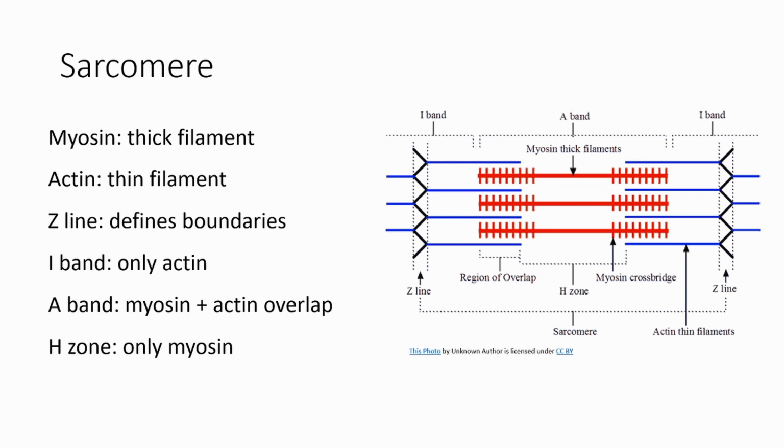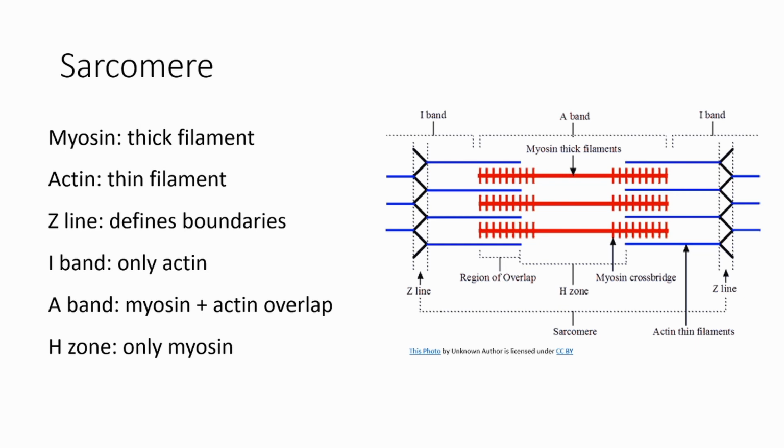But what's contained inside of our sarcomere? We have two main filaments that are going to allow us to contract. We have myosin, which is this thicker filament we see here in red, and actin, which is this thin line we see here in blue. Myosin can grab on and pull on actin. It's this motion that allows us to contract.